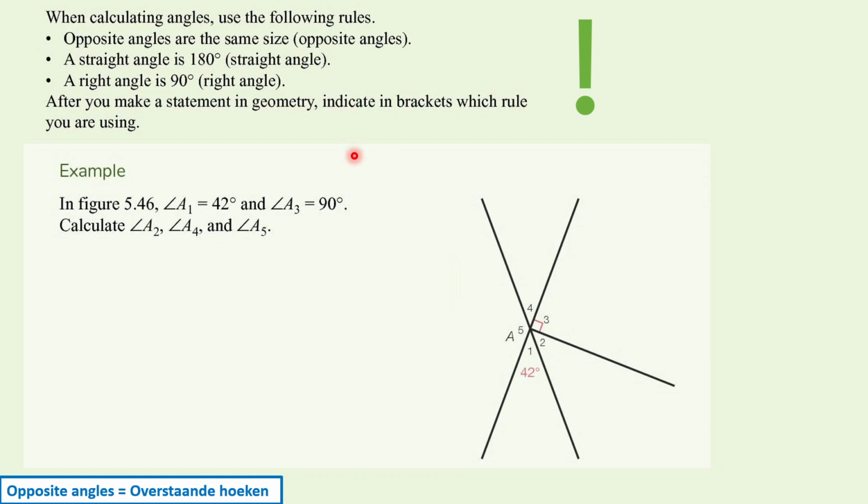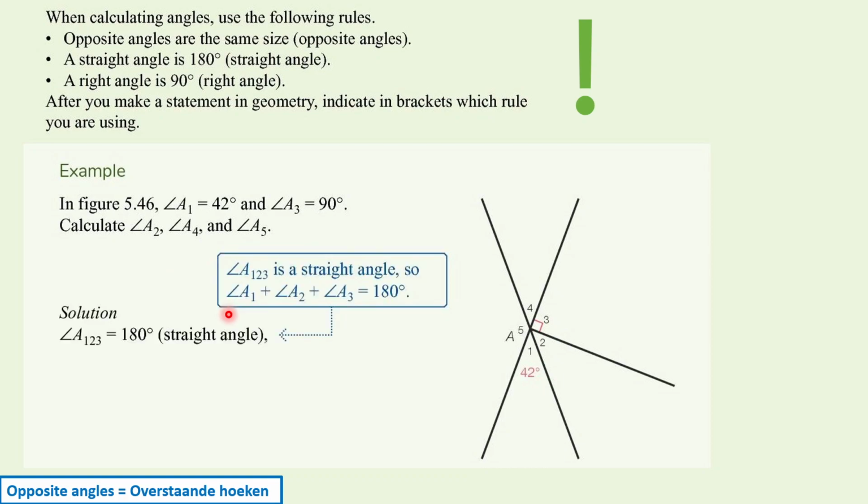So again, what can we expect? Let's take a look at this example. They give us angle A1 is 42 and angle A3 is 90, and they want us to calculate A2, A4 and A5. Generally speaking, I would say follow the order that the book wants you to do stuff. That's not always necessary, but sometimes that gives away the order that is the easiest to do. That means that here we would first focus on angle A2.